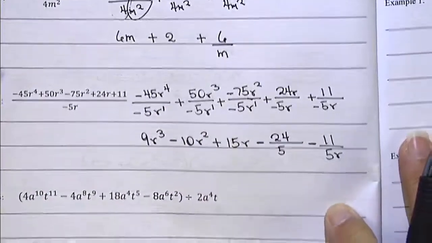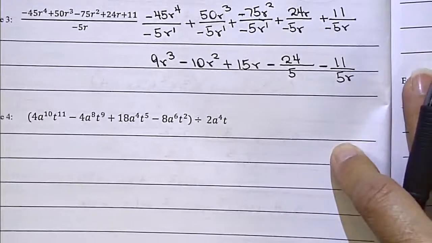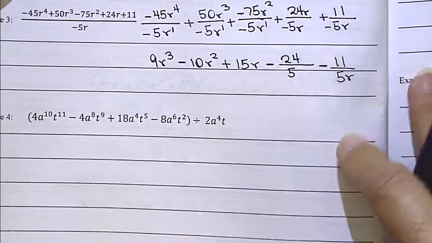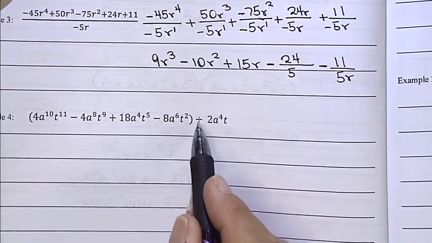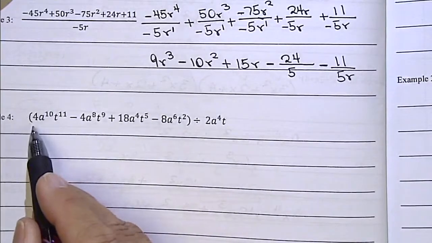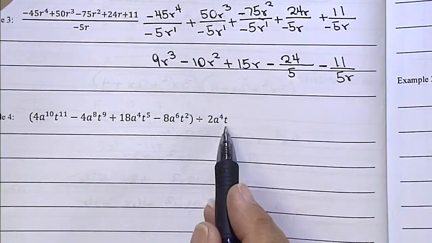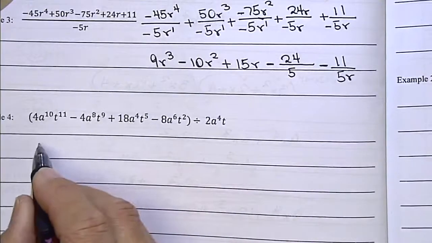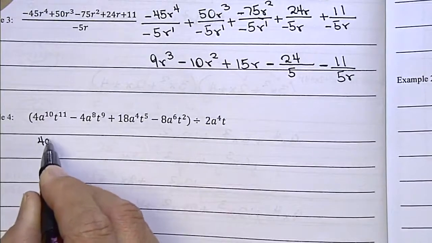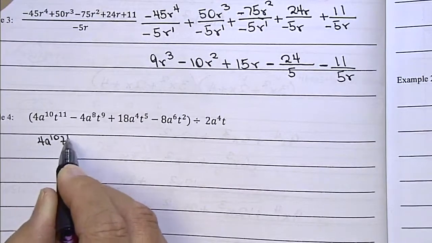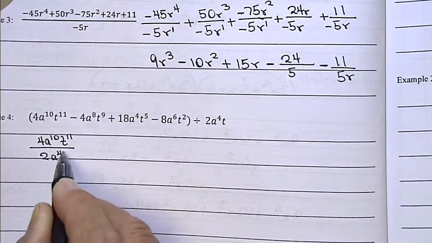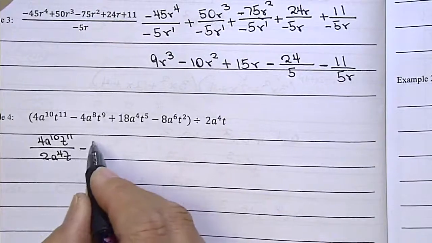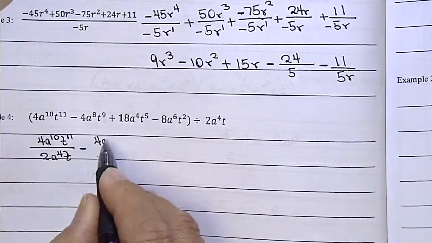Okay, so let's look at the last one, which is just the same thing, guys, but it's just formatted a little differently. Instead of putting all of this over 2a to the 4th t, they just wrote it as this big, huge polynomial divided by 2a to the 4th t, which is doing the same thing. So all you got to do is split it out and say, okay, this first one is 4a to the 10th t to the 11th divided by 2a to the 4th t, right? Okay, minus, and keep going. I'll go ahead and write this out. You go ahead and finish the problem.